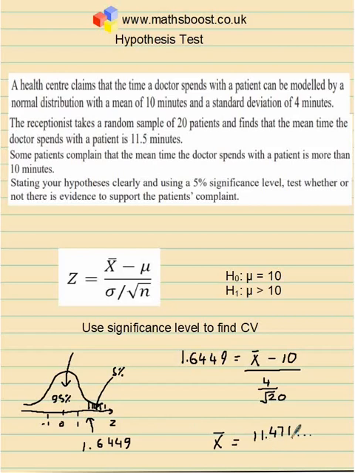And we'll compare this critical value with the sample mean. Consequently, we'll reject the null hypothesis, accept the alternative hypothesis, and state there is evidence to suggest the patient's complaint that the mean time the doctor spends with the patient is more than 10 minutes.